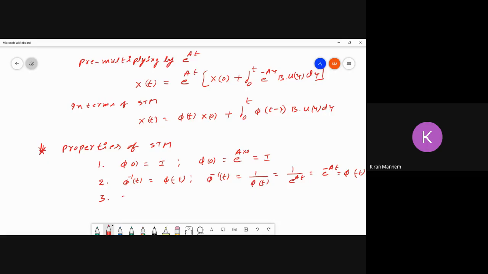Property number 3 is phi of t2 minus t1 into phi of t1 minus t0 would be phi of t2 minus t0. And the fourth property, phi of t whole to the power of k is equal to phi of kt.